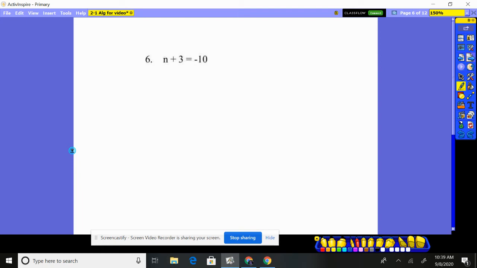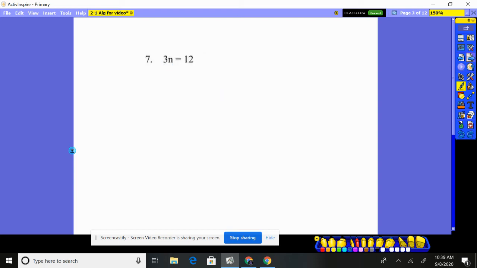Number 6, it says n plus 3 equals negative 10. So how do I undo the adding of 3? We subtract 3 from both sides. This goes away. Negative 10, take away 3, gives you negative 13. If it's negative 10 degrees outside and it drops 3 more degrees, it's negative 13.